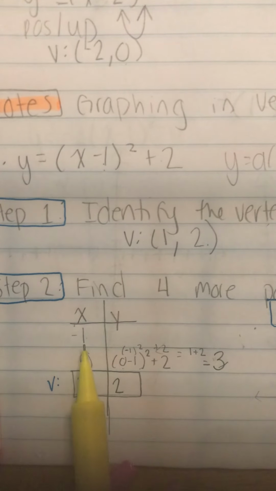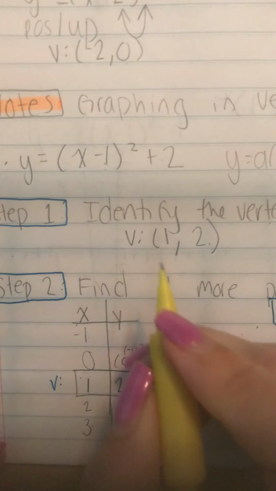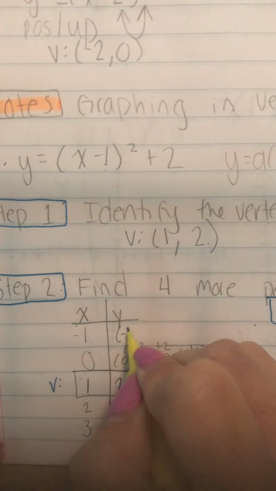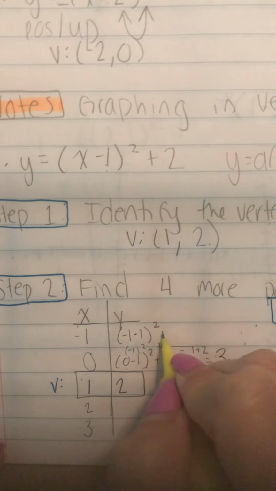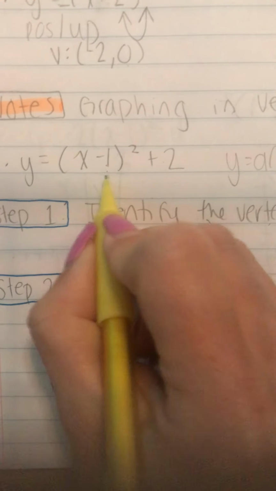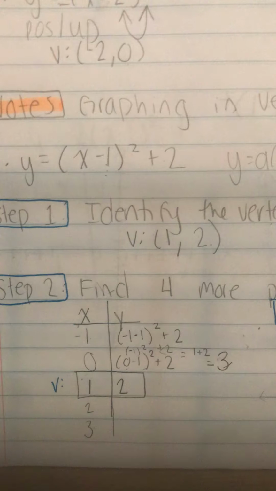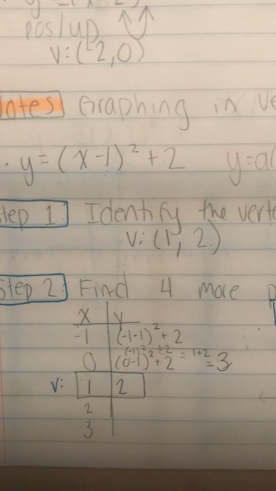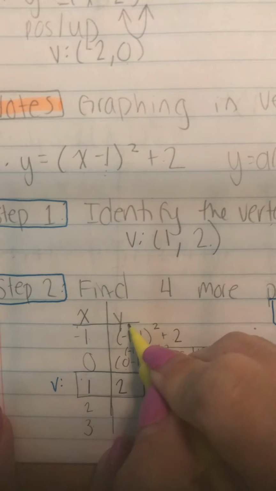Okay, let's plug in -1. (-1 - 1) squared + 2. Again, I go back to the same formula that they gave me in the beginning of the problem every time. -1 minus 1. They're the same sign, so you add. What's negative 1 minus 1? Negative 2. So we need to square negative 2, which is 4, and 4 plus 2 gives me 6.